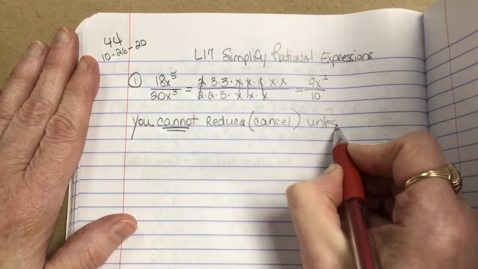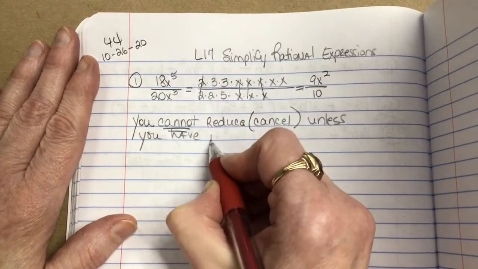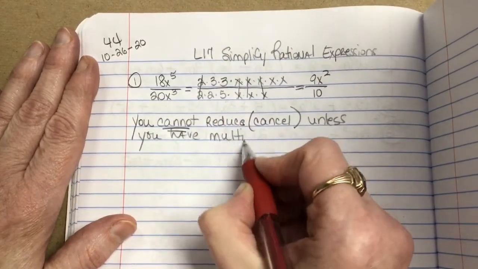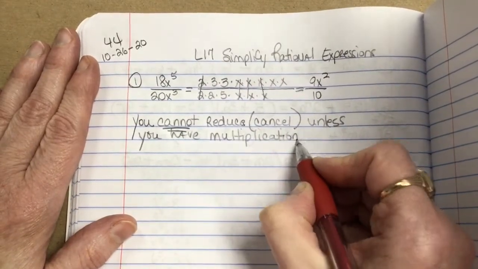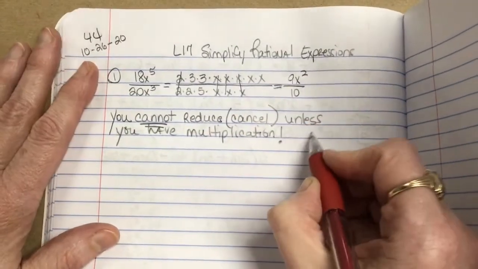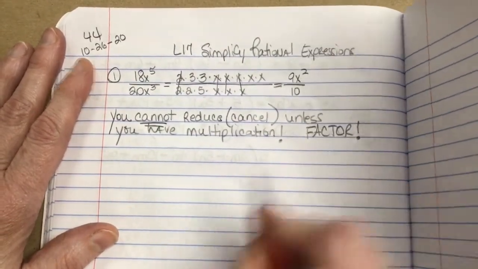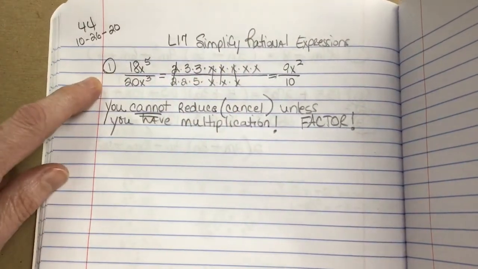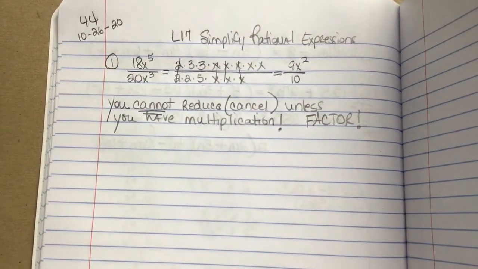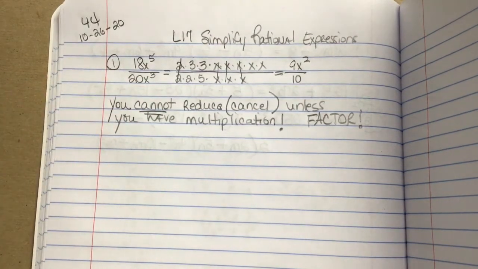Unless you have multiplication. And I put an exclamation point, and then in big letters, you have to factor it. With these, we're easy. We can think about it as multiplication, and we can easily reduce these kind. But it's when you get into others.